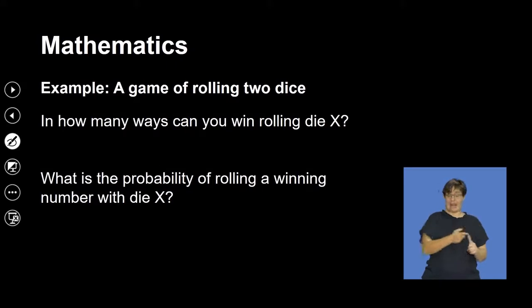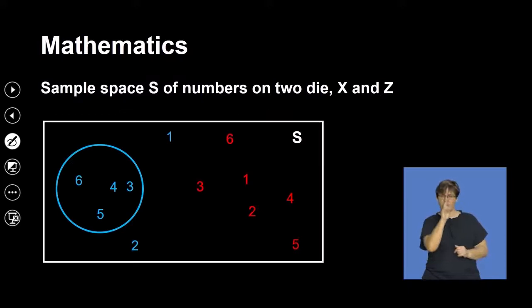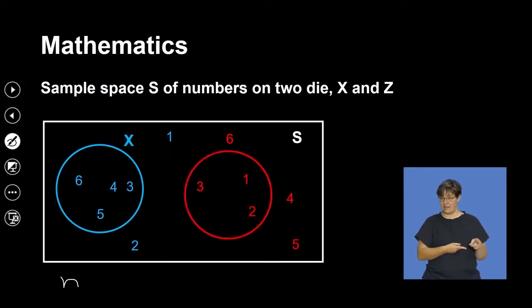And so when we do this, we're going to say to ourselves, in how many ways can we win rolling dice X? And what is the probability of rolling a winning number with dice X? Well, let's have a look at the picture again. So there we go. We've got the number of winning numbers, the number in X, and I think we can show X over there. We can say there are 4. The number in X is going to be 4.